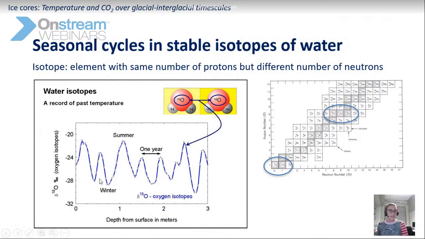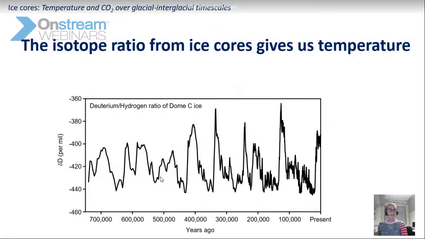So here you can see some wiggles, and these are related to temperature, summer and winter temperature. I'm then going to show you the full water isotope record from the oldest ice core in Antarctica, so that's Dome C. So here you can see the temperature, here we are today, and this is going back 800,000 years. You can see that temperature varied a lot in the past. It goes up and down and up and down.